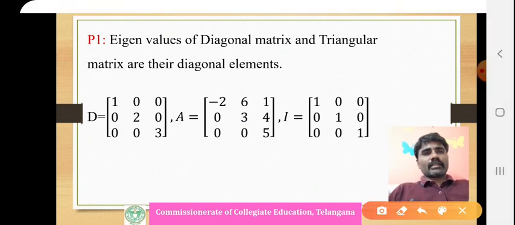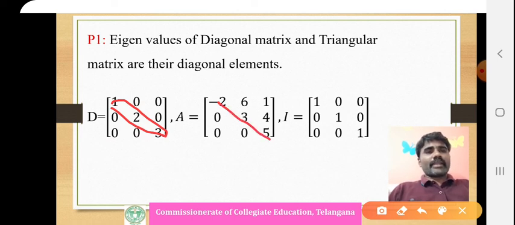This is the diagonal matrix. Then these diagonal entries 1, 2, 3 are the eigenvalues of this matrix. Similarly, if A is a triangular matrix, this is an upper triangular matrix, for a triangular matrix also the eigenvalues are its diagonal elements only: minus 2, 3 and 5.